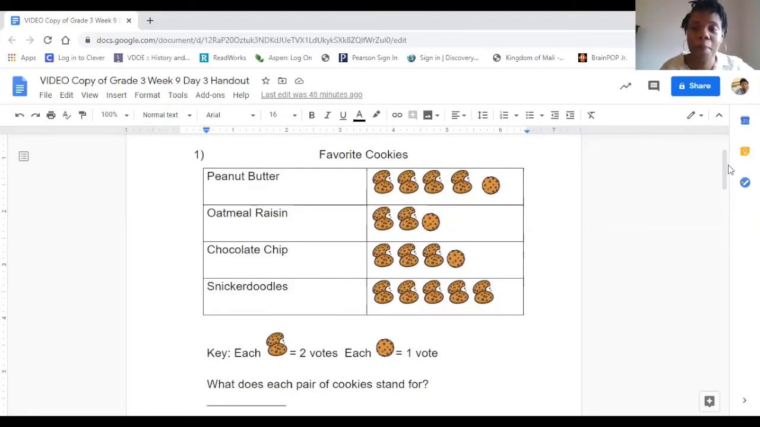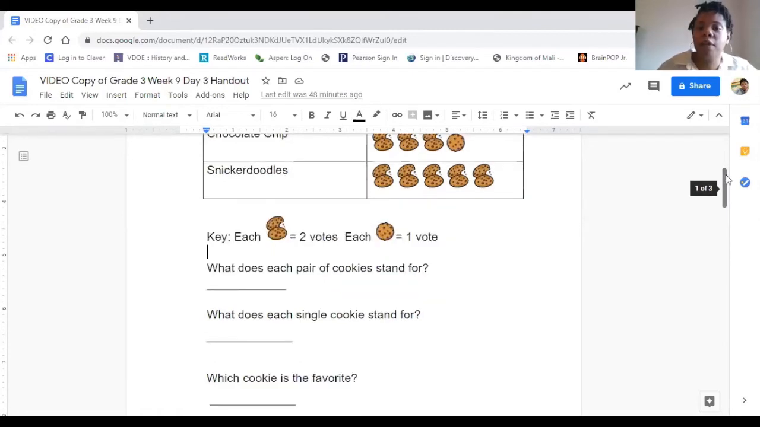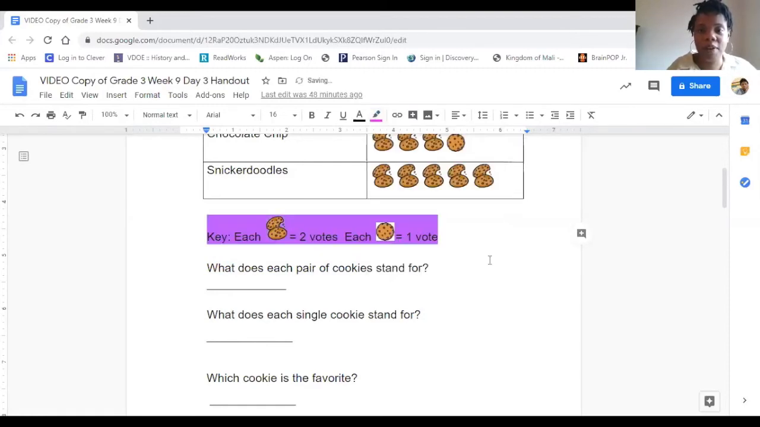Okay, welcome back. Let's look at our first question. What does each pair of cookies stand for? This is where I'm going to go back to my key, and I'm actually going to highlight my key. I'm going to use purple, which is my all-time favorite, because it's going to help me focus in on it. Well, I see that each pair of cookies represents 2 votes. Oh, okay, so I'm going to write here 2 votes. Did you write 2 votes?